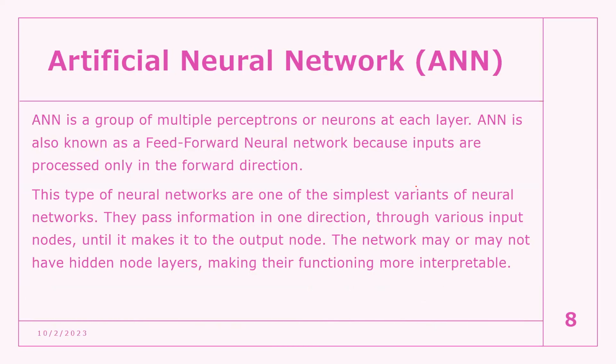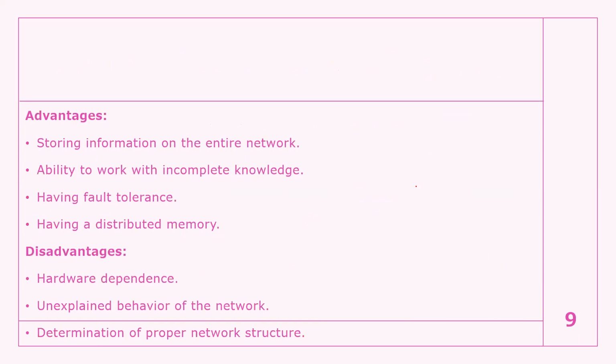Now, what is ANN? ANN is the first model that we're talking about. It's a group of multiple perceptrons or neurons at each layer. ANN is also known as feed forward. I told you, right? Not all use back propagation. So ANN is only feed forward. It does not use back propagation. And this is the simplest of all the algorithms that we have.